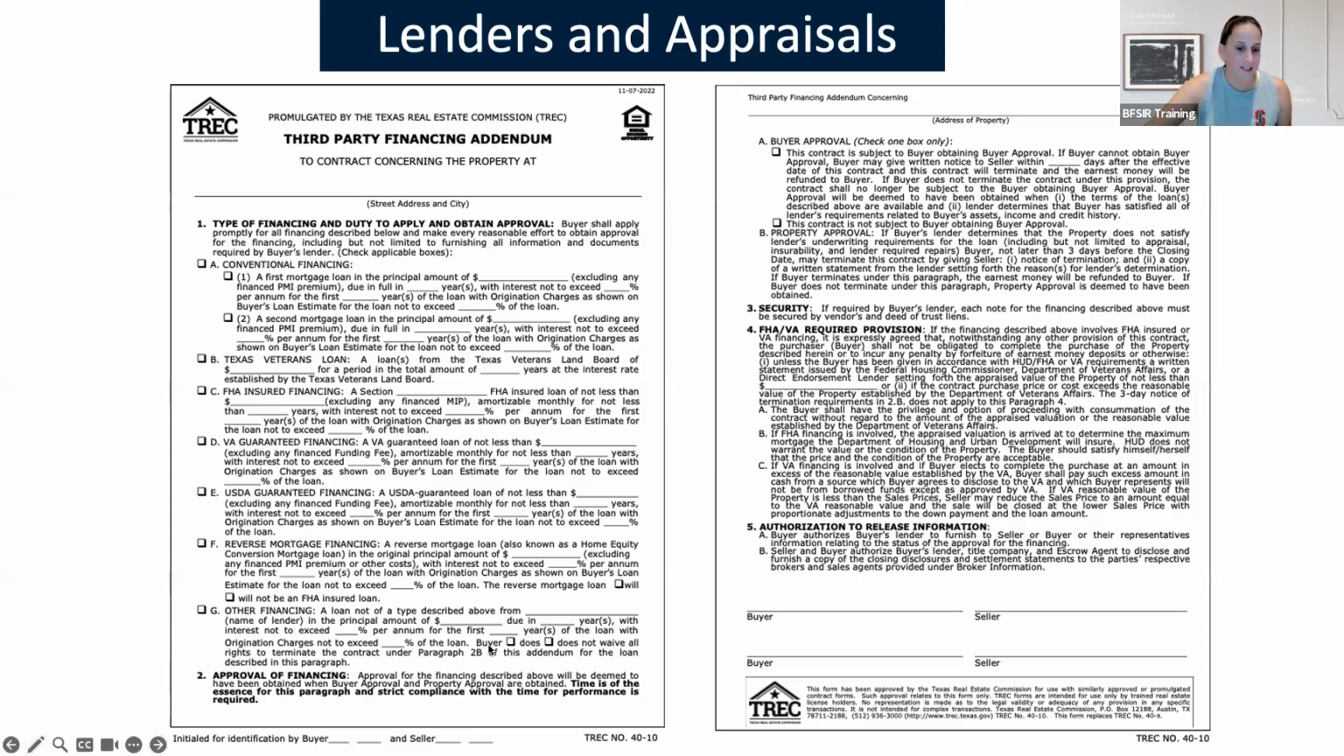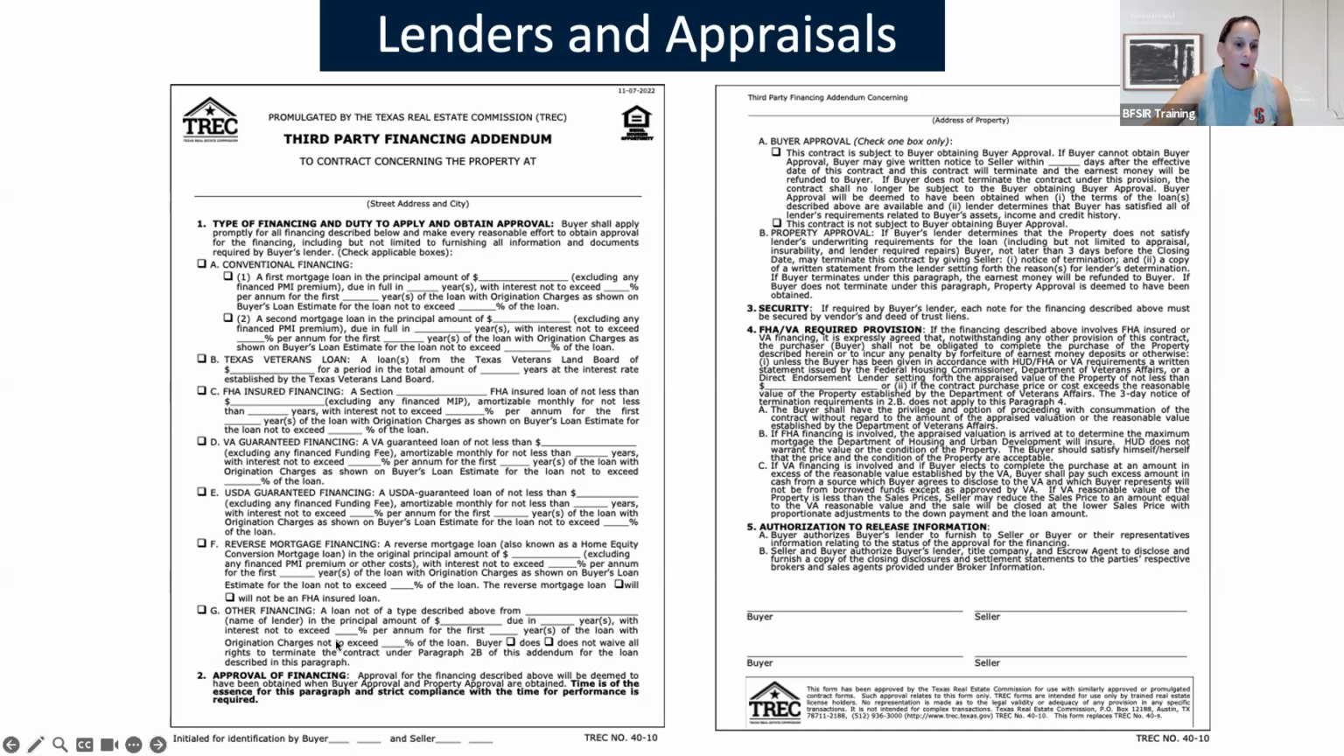And then this last sentence says buyer does or does not waive all rights to terminate the contract. So if you said the buyer does waive the right to terminate, then that means there's no contingency on appraisal, insurability, anything like that. So if you submit an offer that says buyer is getting financing, but they waive 2B, and you check this box that it's not subject to buyer obtaining approval, then you're basically saying, we're getting a loan, but there's no contingencies on it. Does that make sense?